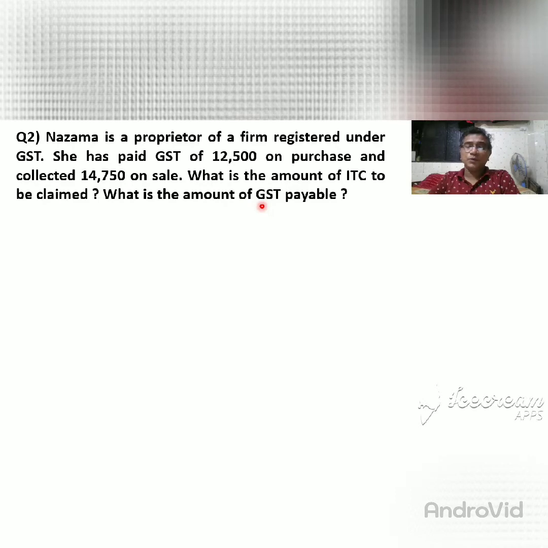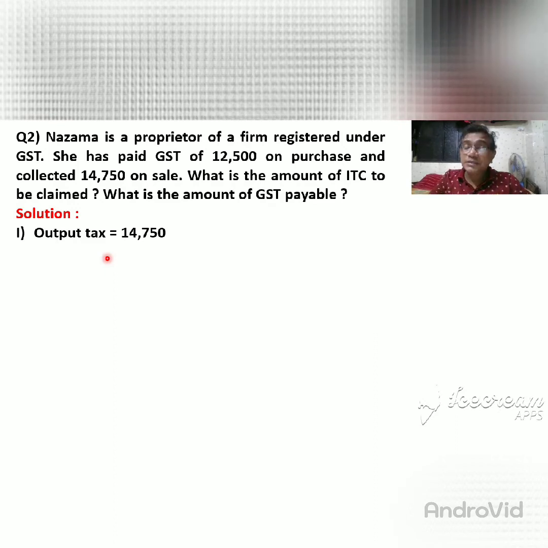Okay, so see here. Output tax means tax collected at the time of sale. Do you understand what I say? Output tax means tax collected at the time of sale, and that is 14,750. Input tax means tax collected at the time of purchase.